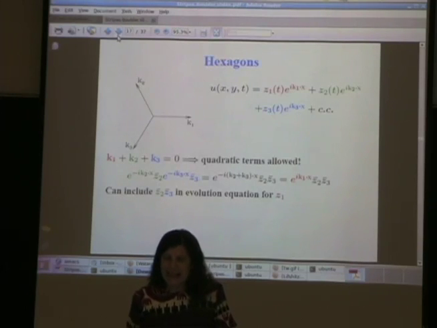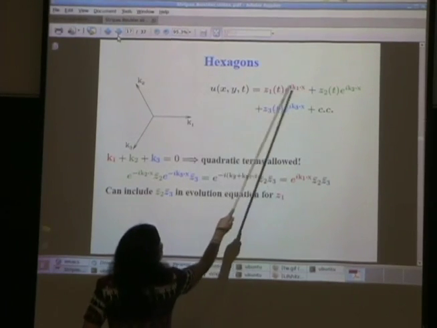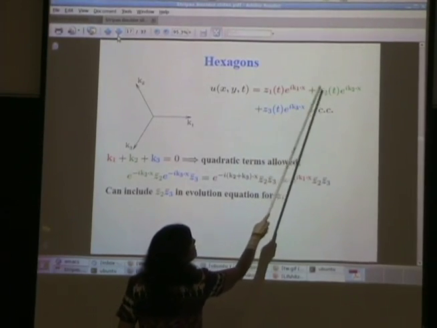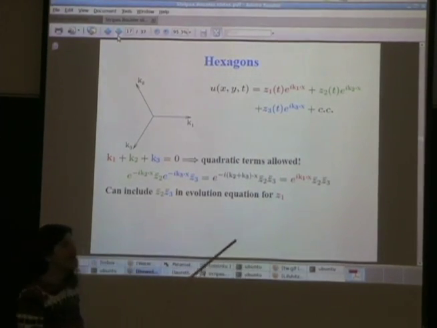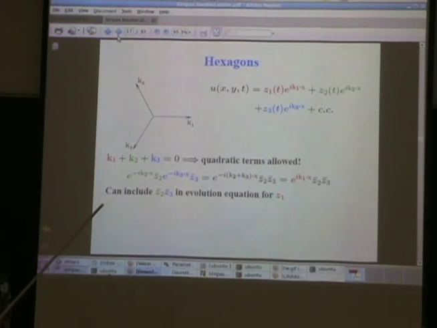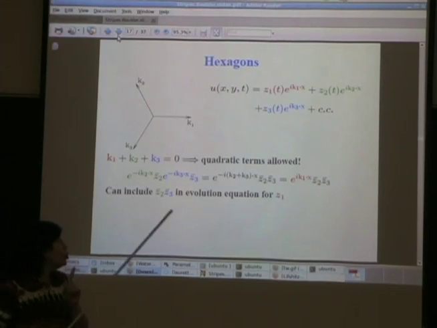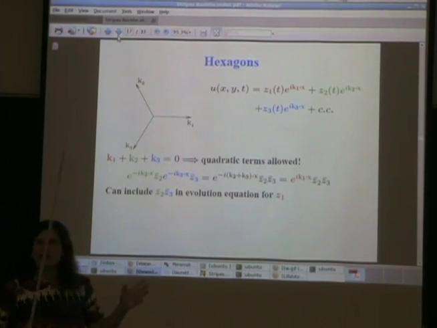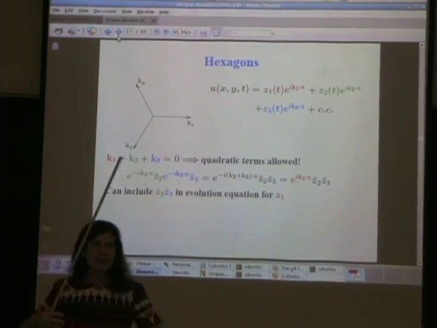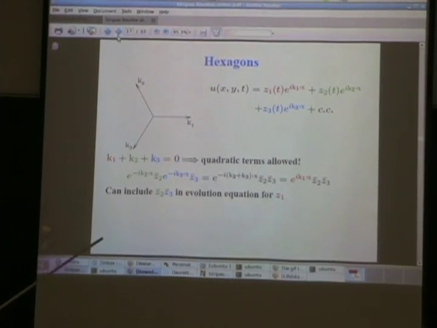Hexagons. Hexagons are a superposition of 3 different types. You got K1x, you got K2x, you got K3x, where K1, K2, K3 are separated by 120 degrees. Now, what's remarkable about the geometry and algebra meet, as in all the best mathematics, is that this allows quadratic terms in the equation.